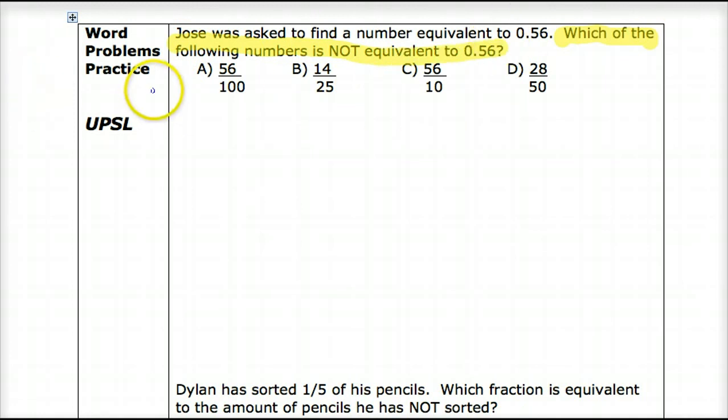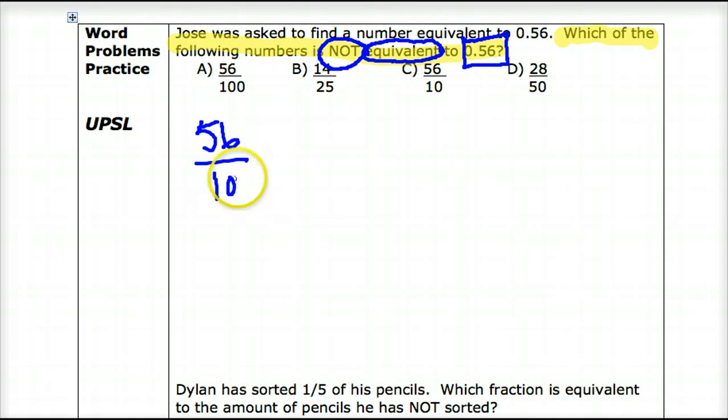So we will mark our key words. The first they have in bold, it says not equivalent, which would be the same thing as not being equal. And our number that we are looking at is 56 hundredths. So we know that we are going to start out with 56 hundredths, and I know that says 56 hundredths because my 6, the last digit, is in the hundredths place. Now, we know that we are looking for the one that is not equivalent. So right away we can eliminate A because that one is equal.